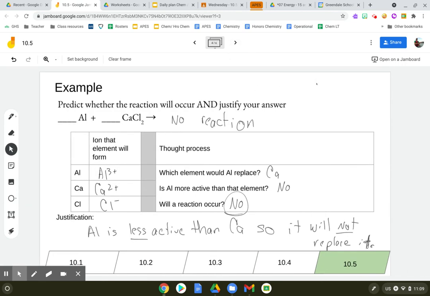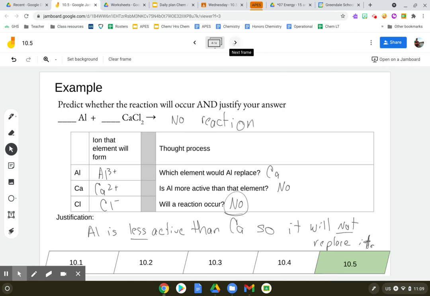All right, so for this one, aluminum and calcium chloride, there is no reaction. The thing I'm comparing aluminum to is the calcium because they're both positively charged. It doesn't matter that one's a 2+ and one's a 3+. That's not going to matter for deciding who it replaces. Looking at the activity series, aluminum is not more active than calcium. So will a reaction occur? No, it will not. My justification is that aluminum is less active than calcium, so it will not replace the calcium.